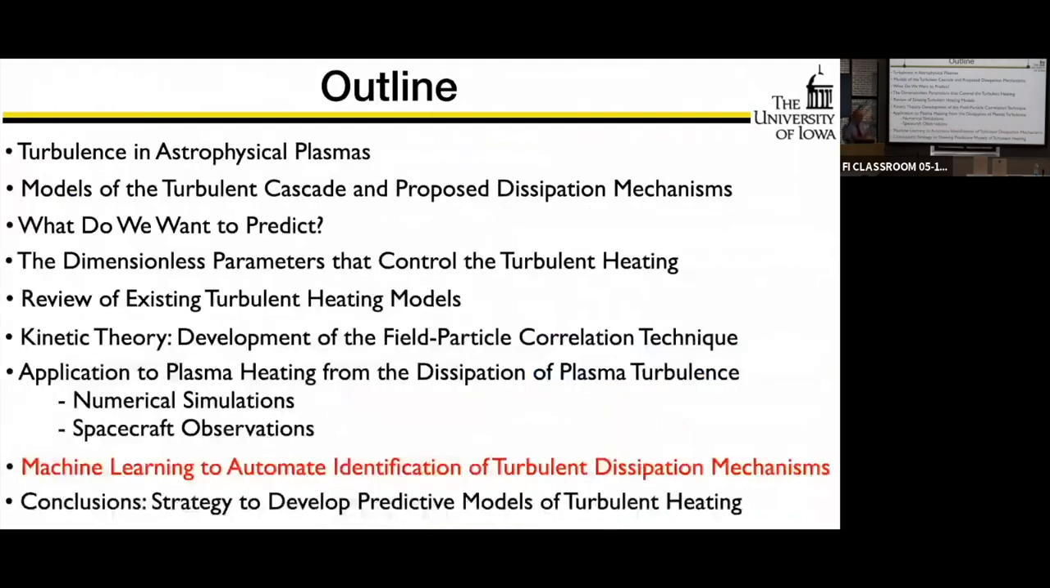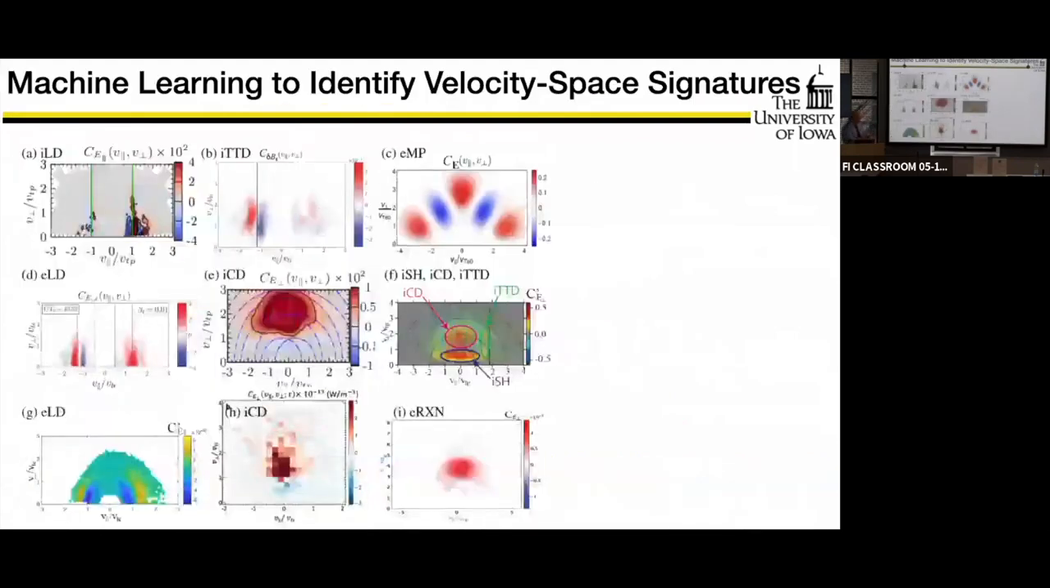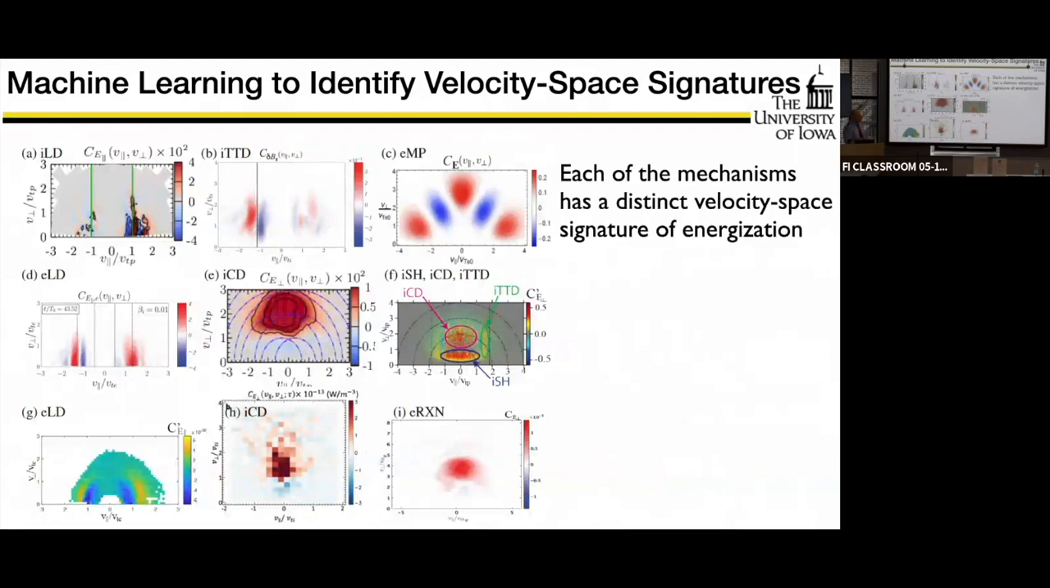So one final thing, and then I'll be done, is a little bit about machine learning. This has actually even got a few more examples, but all of these are gyrotropic velocity space signatures of energization mechanisms, okay? And they all look fairly distinct. I mean, you could distinguish those.